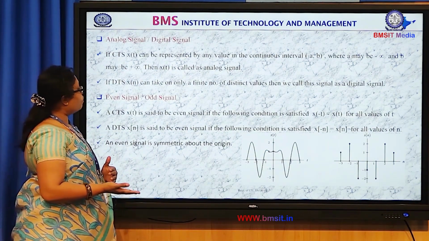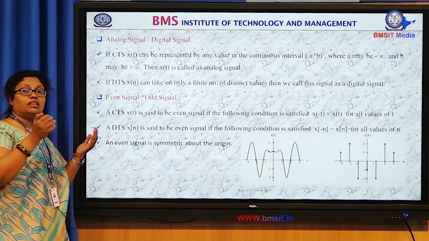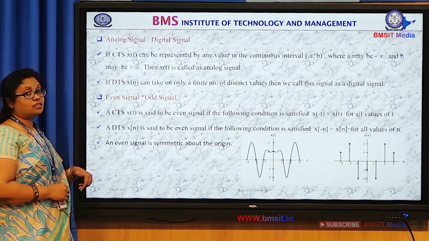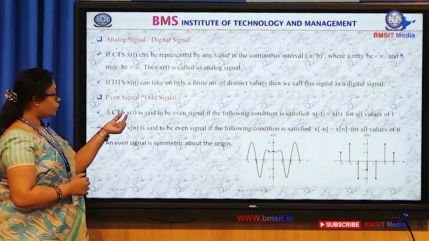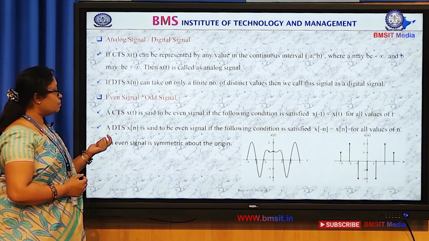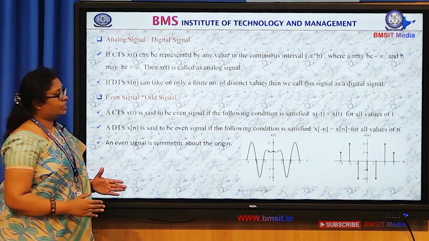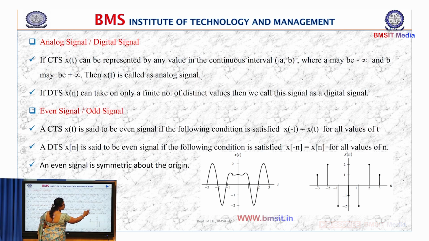The next type of signal is your even signal and odd signal. Here the condition is defined for both continuous time and discrete time. A continuous time signal we always specify as x of t. A continuous time signal is said to be even if it satisfies the following condition. What is that condition? X of -t should be equal to x of t for all values of t.